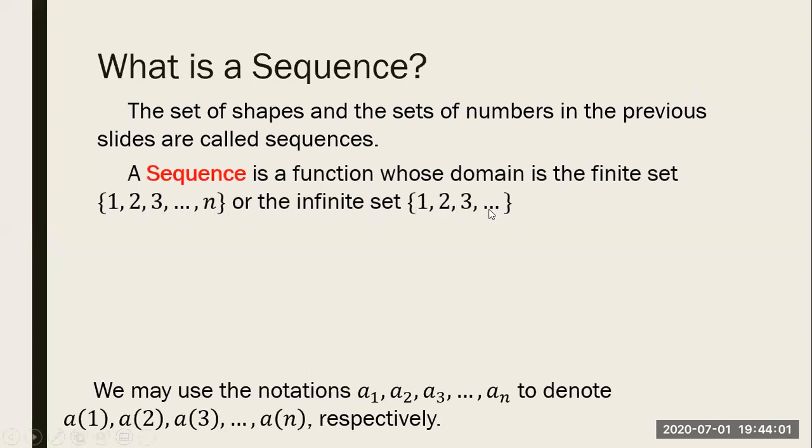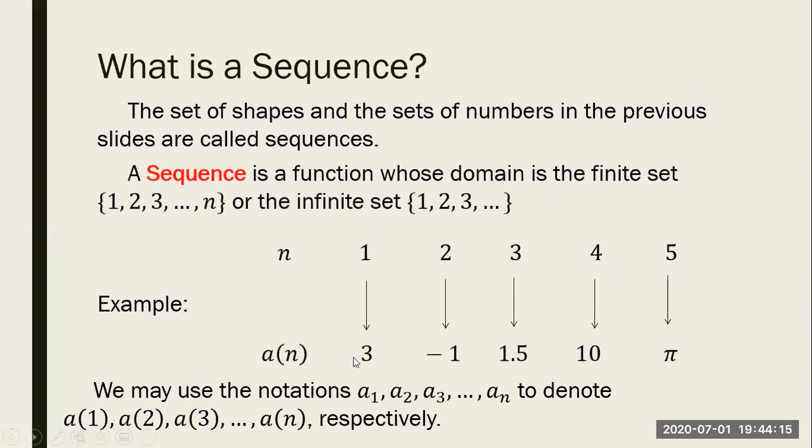Okay, so meaning ng tatlong dots na yan ay continuous. So example, you have n, the number of terms, there are 5 terms: 1, 2, 3, 4, 5. And our sequence would be 3, -1, 1.5, 10, and 5. So this sequence is considered as a finite sequence.